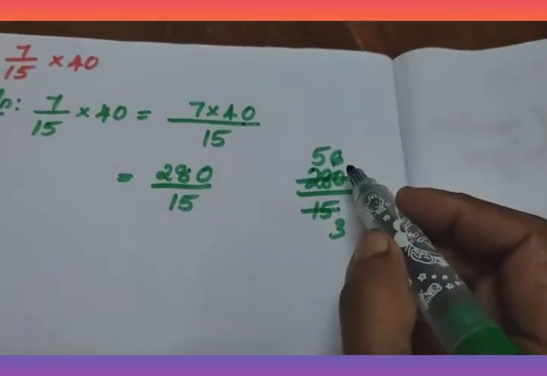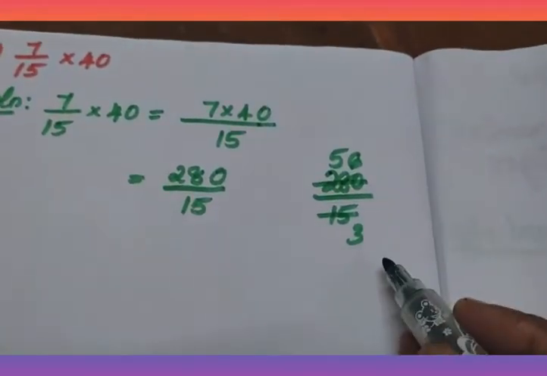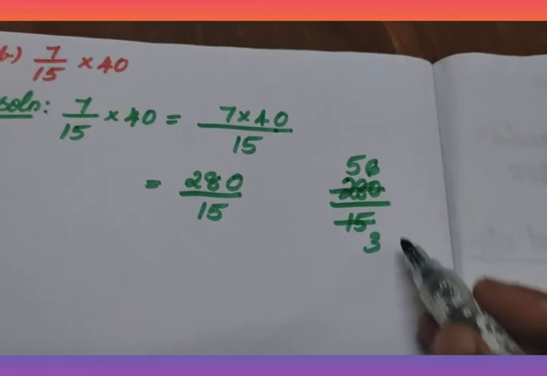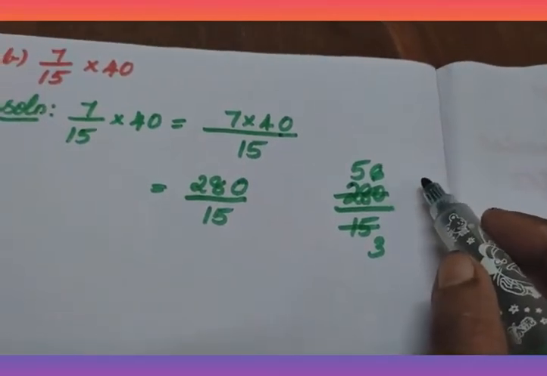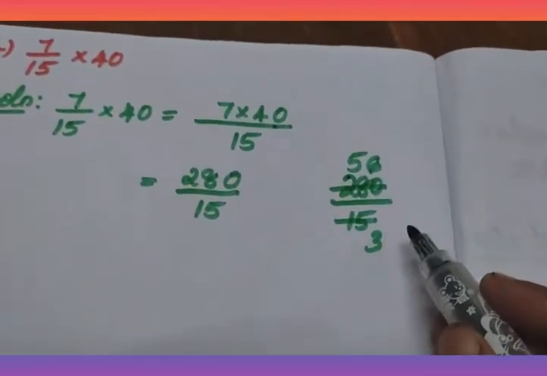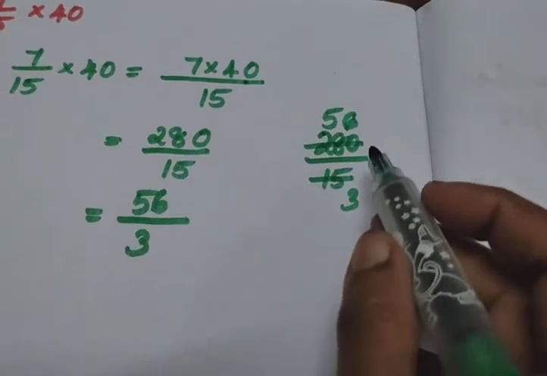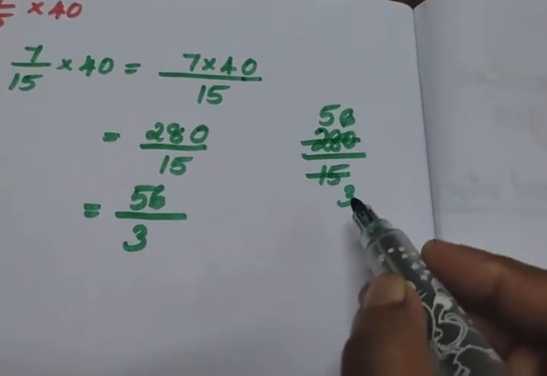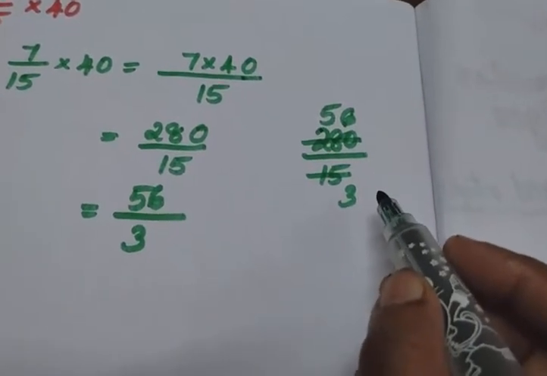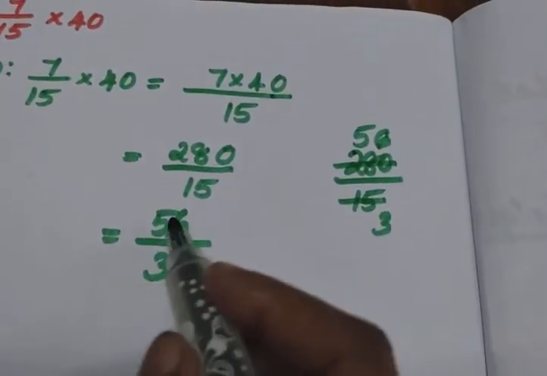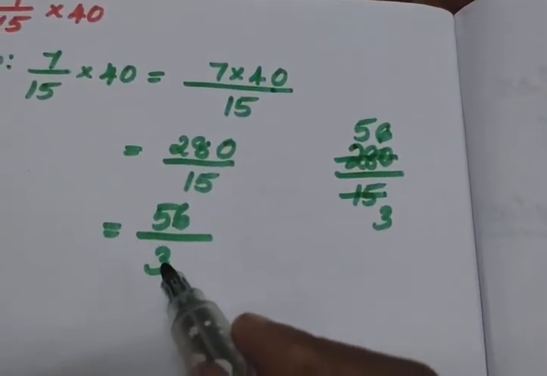Now 56 is in the numerator, 3 is in the denominator, isn't it? 56 is an even number, 3 is an odd number. So there is no common factor between 56 and 3. So we can't simplify here. So that's the answer. 56 by 3 is the answer.